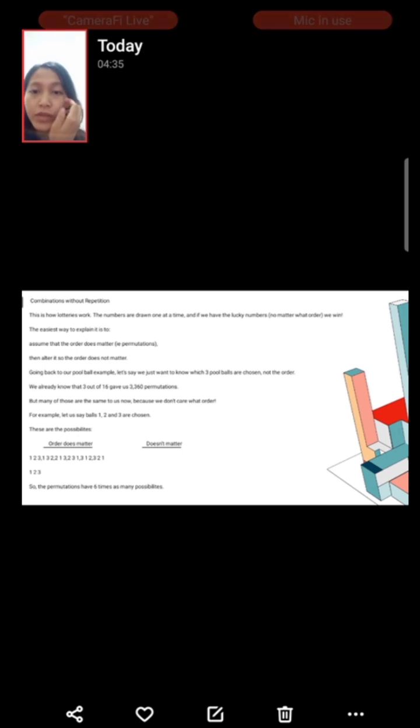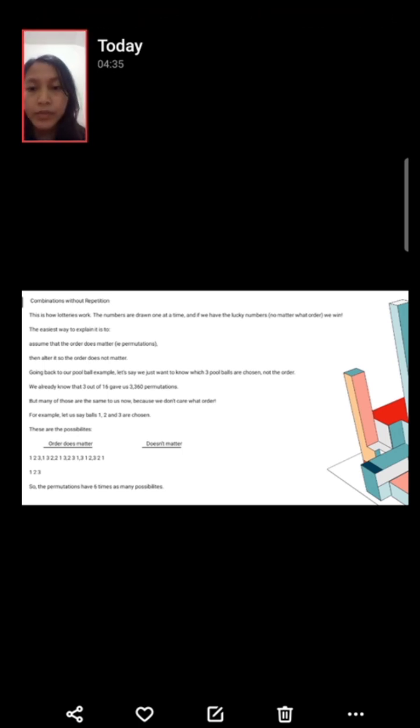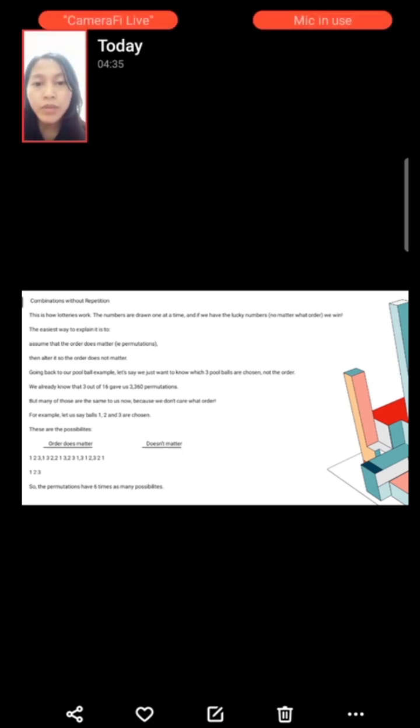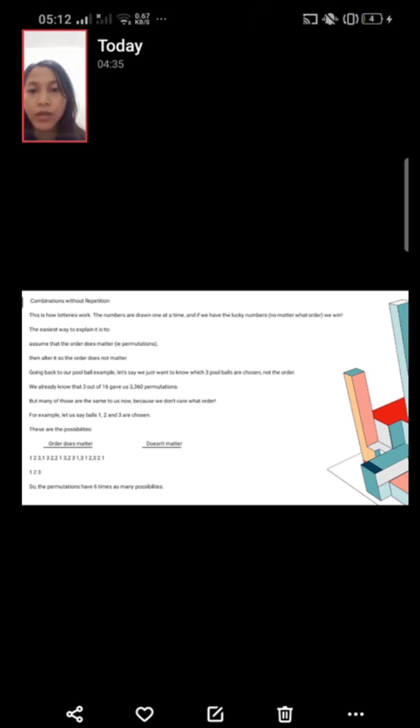So these are the combinations without repetition. This is how lotteries work. The numbers are drawn one at a time, and if you have the lucky numbers, no matter what order, you win. So the easiest way to explain it is to assume that the order does matter.